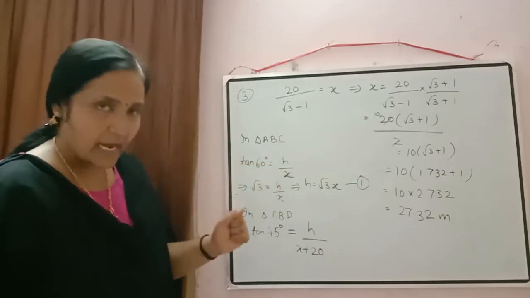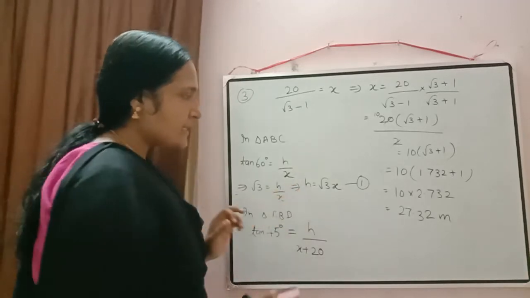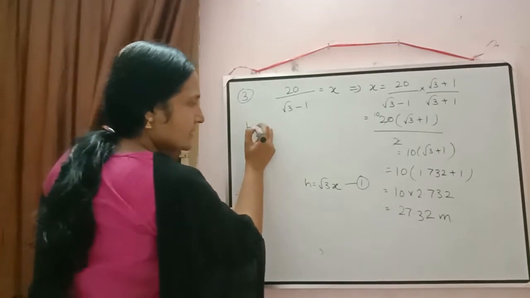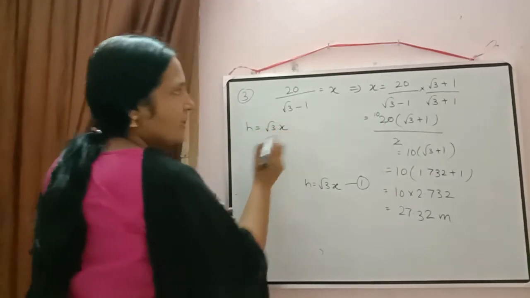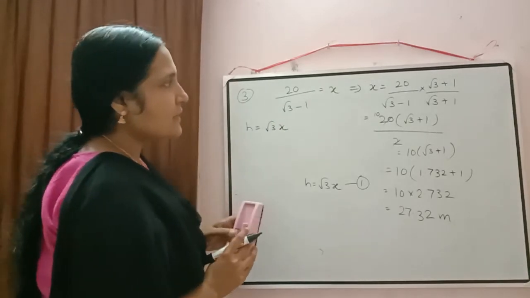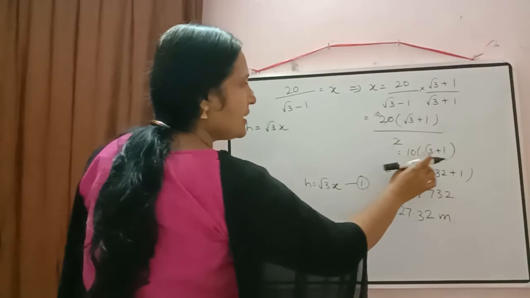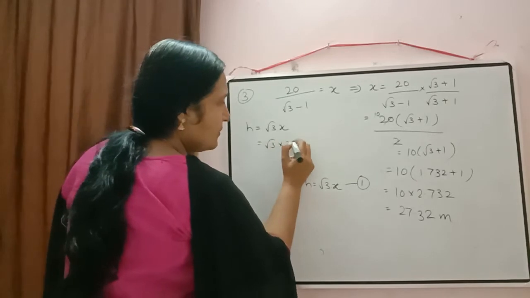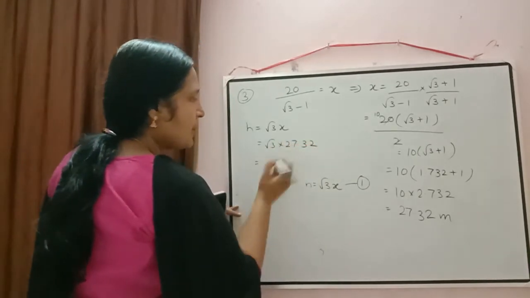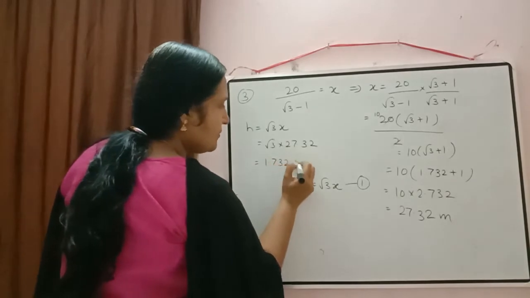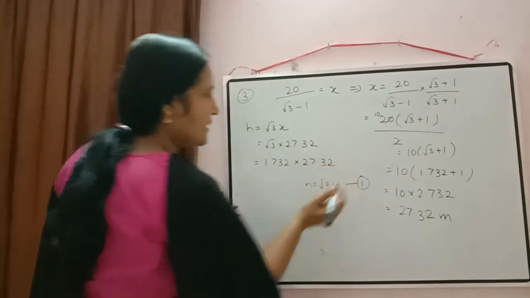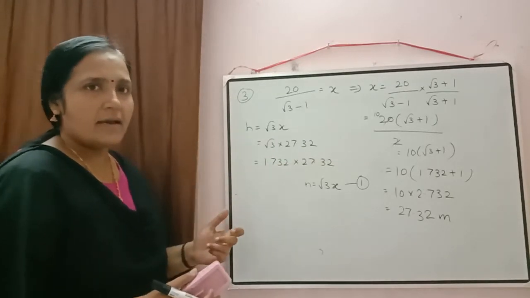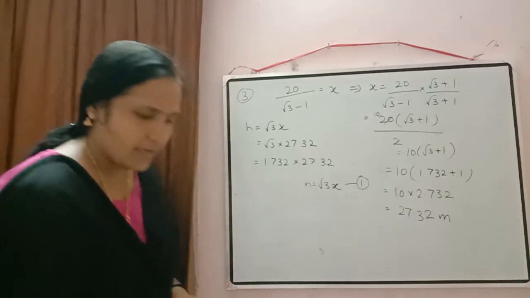And then next we want the height of the tree. Height we have taken as h there. So now we will substitute the value of x here. We have h is equal to root 3 x, and the value of x, how much did we get here? x is equal to 10 into root 3 plus 1. After simplification we got root 3 into 27.32. Root 3 is 1.732 into 27.32. Now these two you can multiply and you can write down the answer. Clear? Okay. Now we will move to the next question.